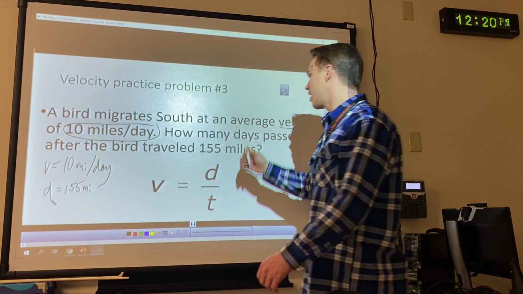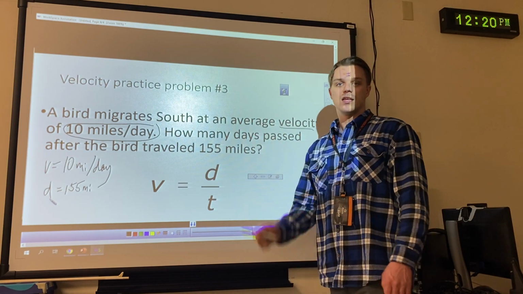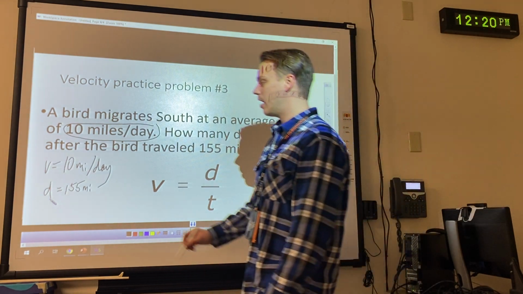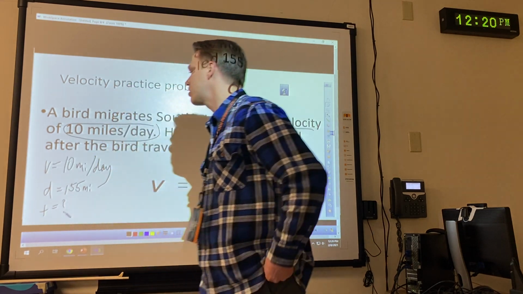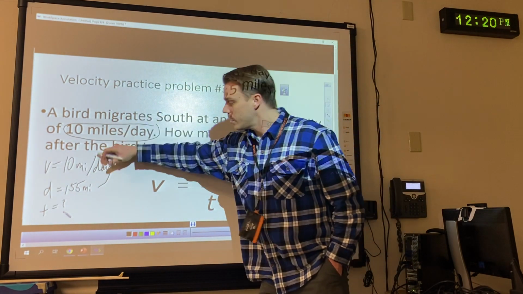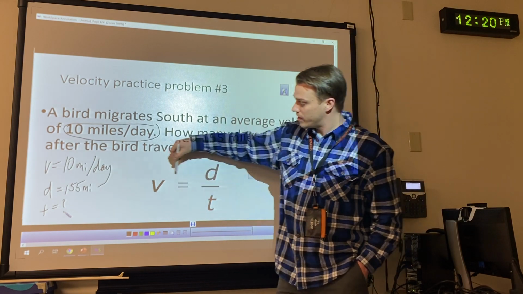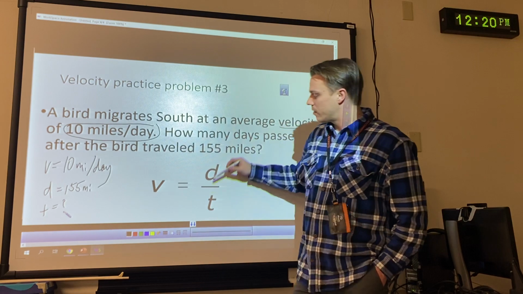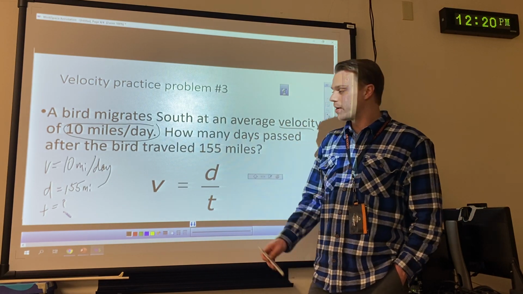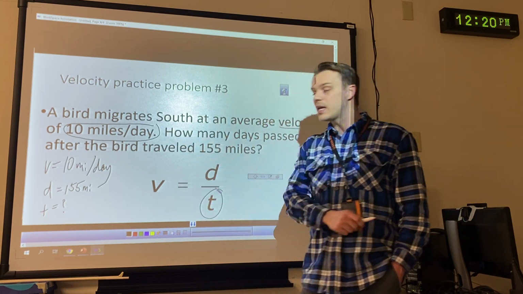What are they asking us? How many days? Days is a unit of time. We don't know what time is. So here's the deal. V in our velocity equals distance over time. V is on one side of the equation, while D, or distance, is on the other side of the equation. And we're asked to find T.